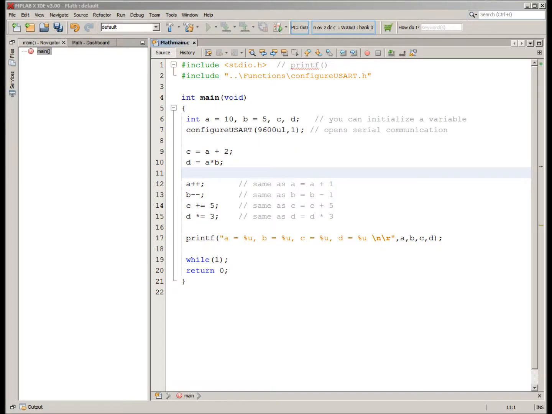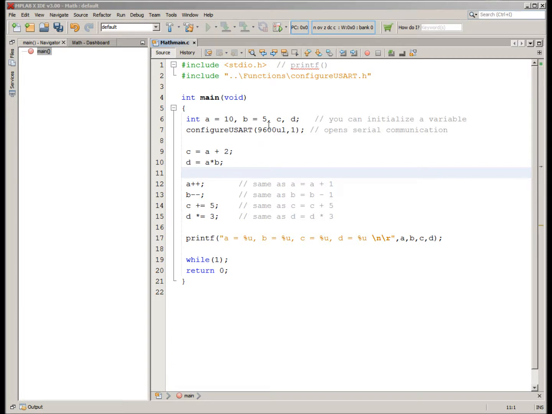Okay, welcome back. And in here, we're going to do some more math, a little more advanced. First of all, I want to take you to this revised math main. Besides just adding numbers together, you can work on variables together. So for instance, c equals a plus 2. A has been defined already as 10, so c is going to be 12.